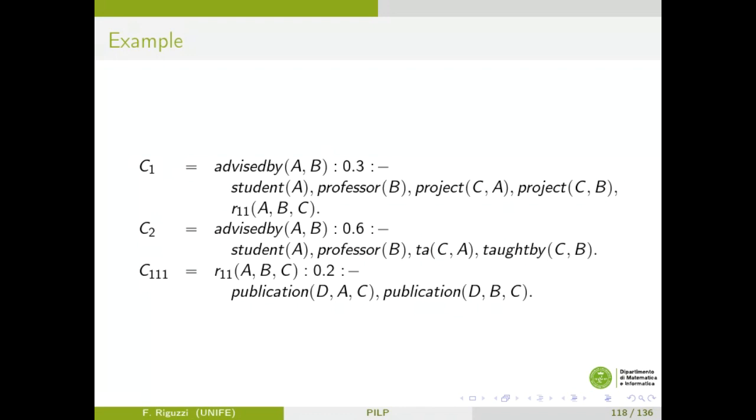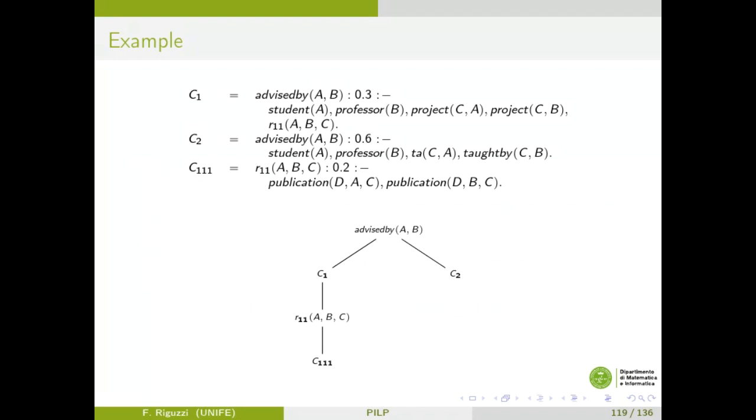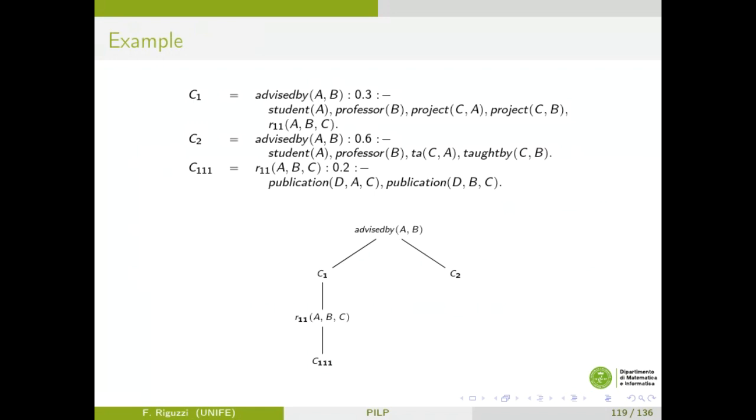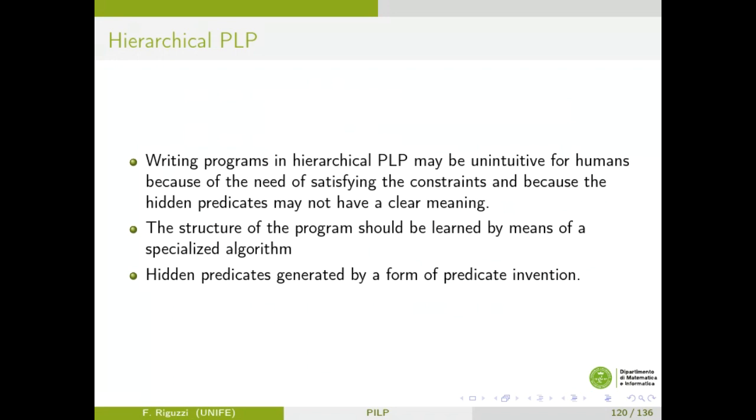So in this case, you have a single hidden predicate, and the program has two layers. One with clauses C1 and C2 for the advised by predicate, one with clause C11 for the hidden predicate R11, of which we don't know the meaning exactly. For the moment, we just give a dummy name. In fact, writing programs of this form may not be easy for humans, okay? Because we need to satisfy the constraint that hidden predicates are used in a single clause. So it may be unintuitive for humans, but what we can do is devise a learning algorithm that learns programs in this form. So hidden predicates may need a form of predicate invention to be learned.